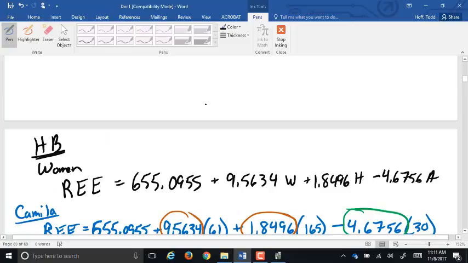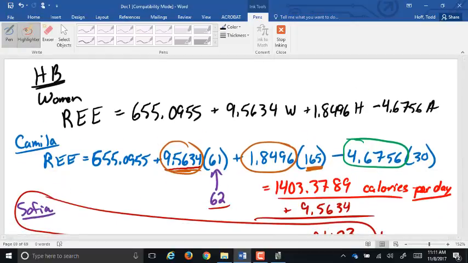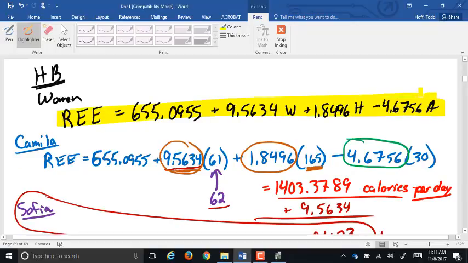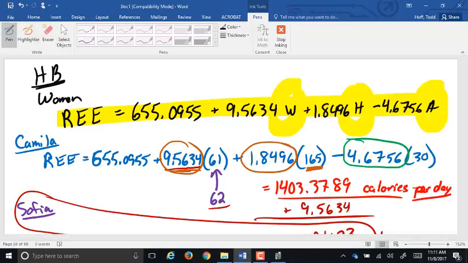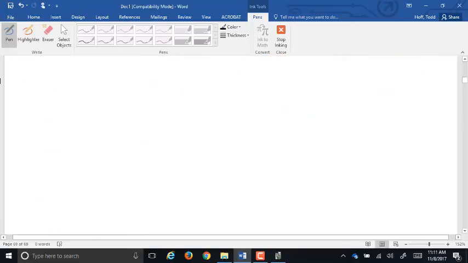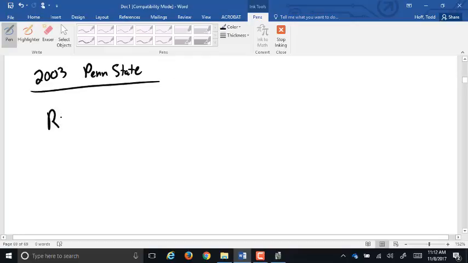Now, I'm just going to jump up to the Harris-Benedict equation up here. Is there anything in that equation that would take into account that you had just worked out? Is your height or weight going to change, or your age? No, not really. Well, let's look at the Penn State model. I'm just going to use the 2003 model. They both involve the same factors, just different numbers in front of them.